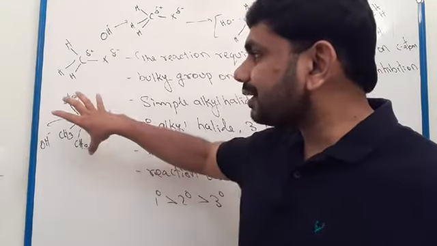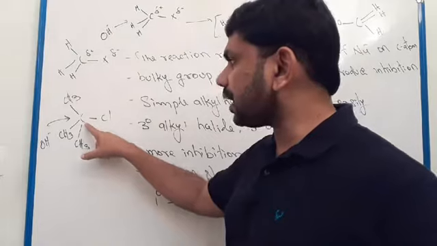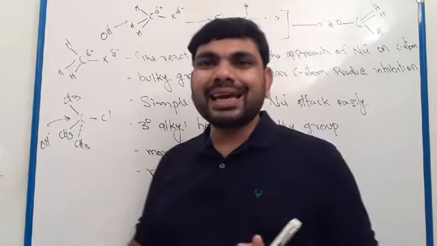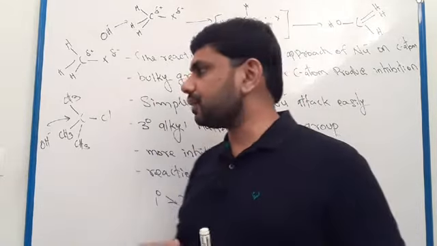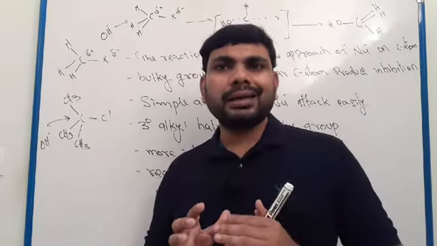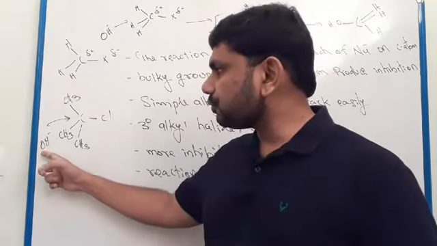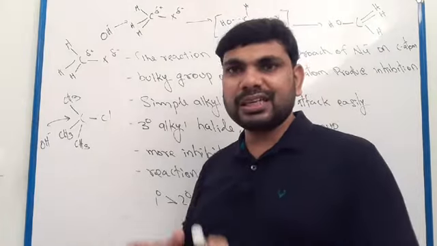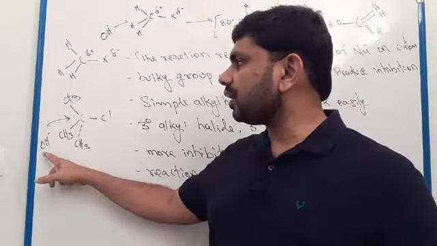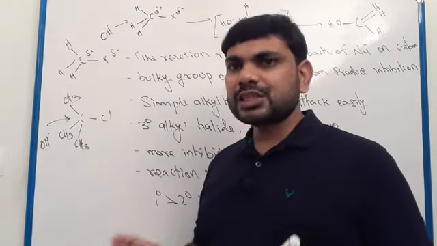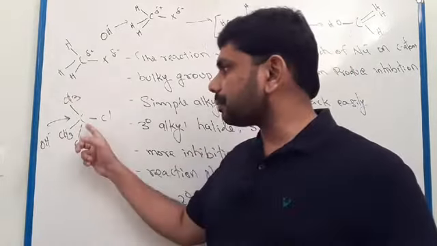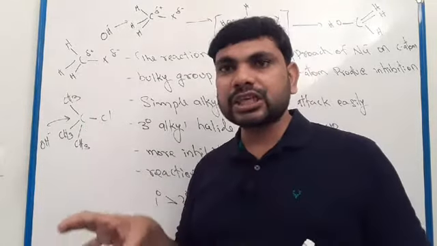If there is any bulky group on the carbon atom or near the carbon atom, this bulky group produces an inhibition effect. This type of bulky group prevents the approach of the nucleophile on the carbon atom. They make a barrier between the nucleophile and the carbon atom. That's why this type of reaction will be slow. If there is any bulky group near the carbon or on the carbon atom, the reaction will be slow.